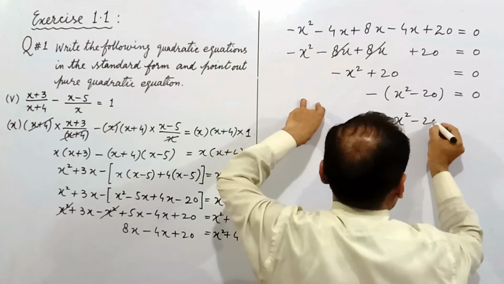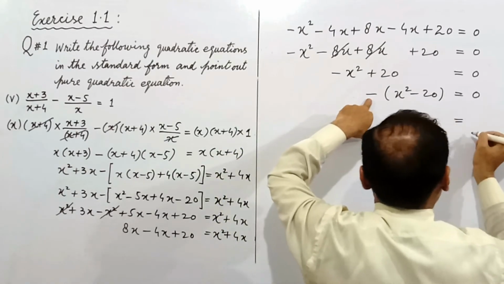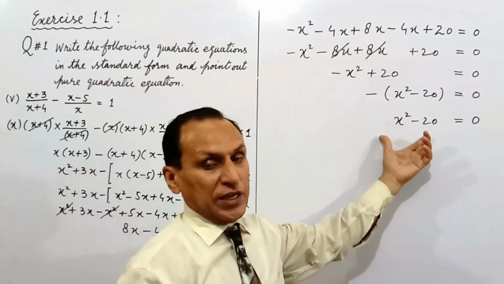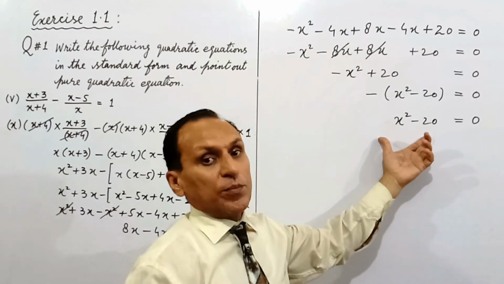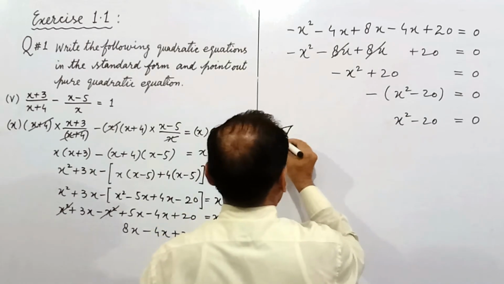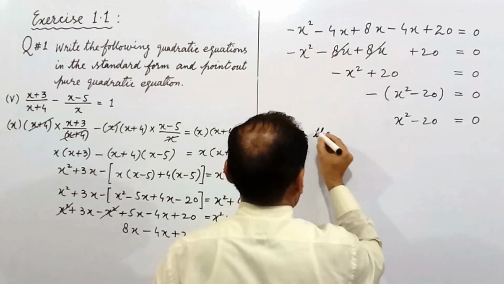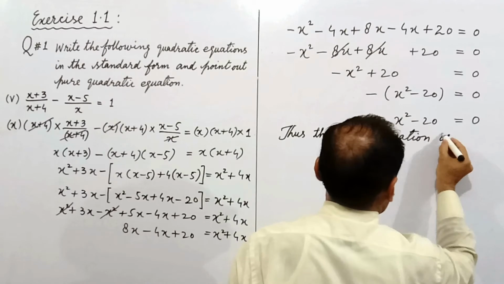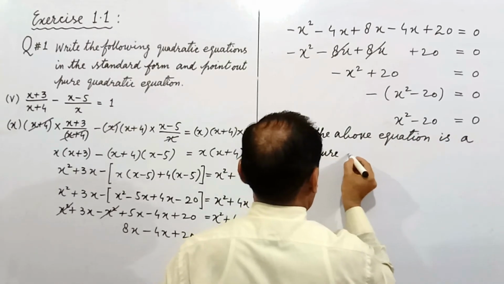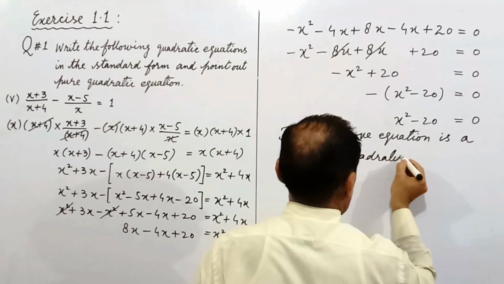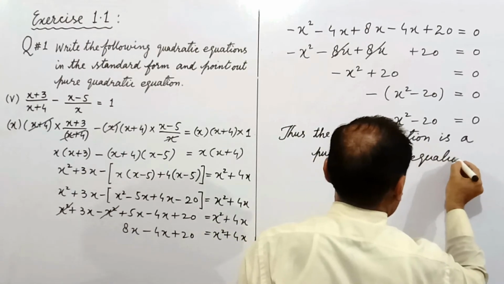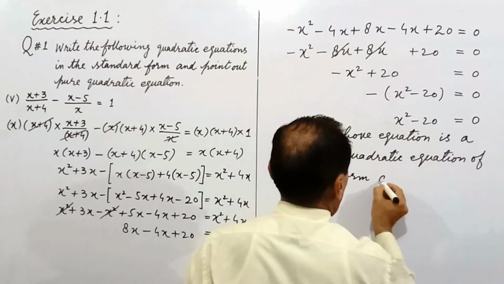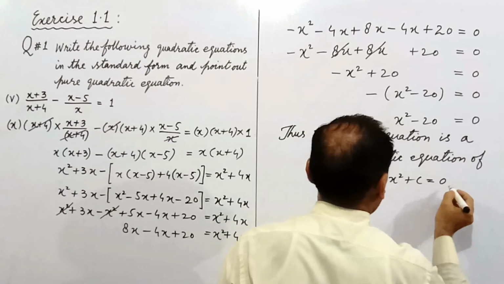x square minus 20, minus 1 is taken to the right hand side. 0 divided by minus 1 will be equal to 0. So we observe that it is a pure form of quadratic equation, as it is in the form of ax square plus c is equal to 0. So thus the above equation is a pure quadratic equation of the form ax square plus c is equal to 0.